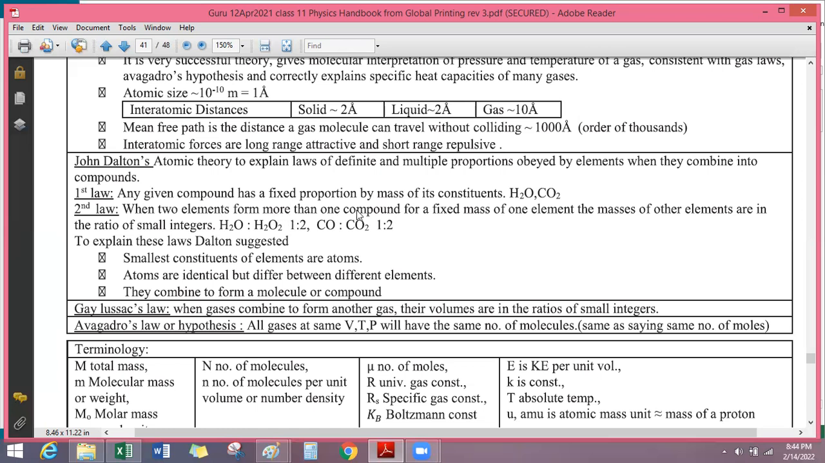When two elements form more than one compound, for a fixed mass of one element, the masses of the other element are in the ratio of small integers. Again, something very similar to this. So if you take H2 as the fixed mass of one element, O can be combined as 1, or here it is 2. So it is 1:2 here. Similarly, for carbon and oxygen, carbon monoxide is one and one, and here it is one and two atoms. So it is 1:2.